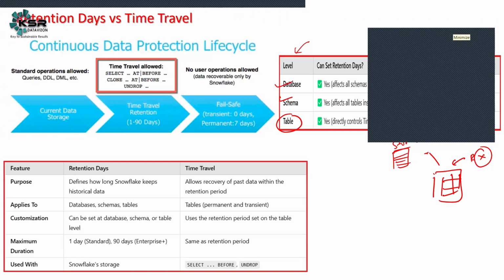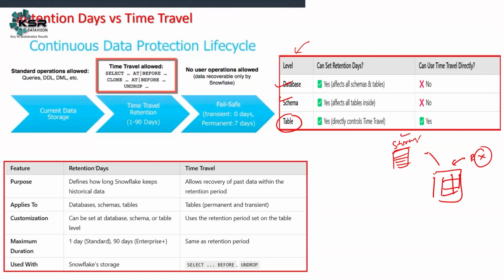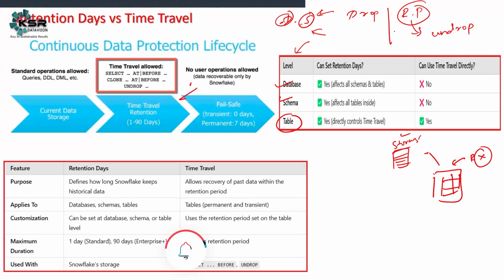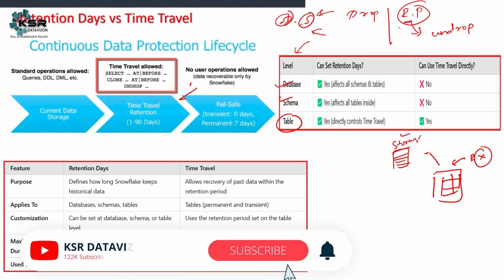Even though time travel is not applied on top of your databases and schemas, if you mistakenly drop a particular database or schema, within the retention period which you have defined, you can use something called undrop, and you can bring all the information present in your database or schema back. Only during this retention period will you be able to do that. That's the reason we apply a retention period on top of database and schema.